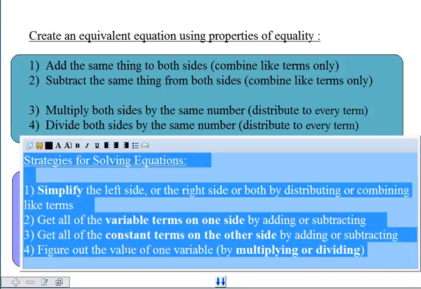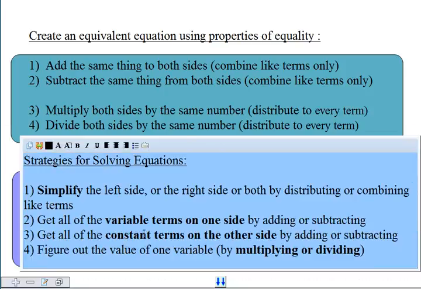Then I try to get all of the constant terms on the other side. I want just the variable parts on one side and everything else on the other side. And I can usually do that by adding or subtracting. And then last, we figure out the value of one variable by multiplying or dividing so that we get 1x or 1y or whatever.